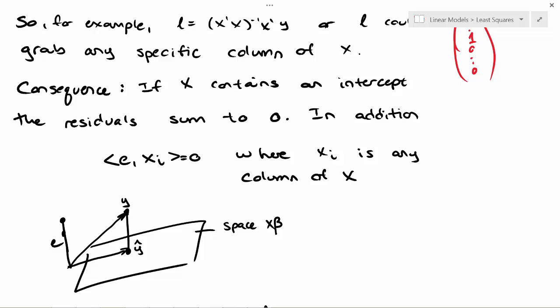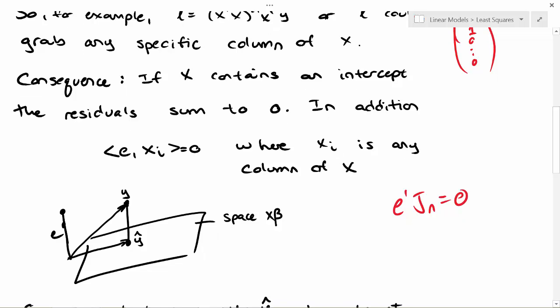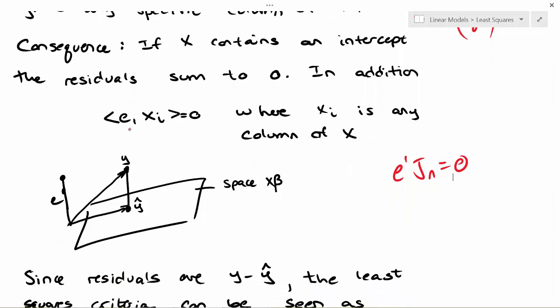A consequence of this is if X contains an intercept, one of its columns is a 1, which means e transpose times J n is 0, which means the residuals sum to 0. And again, of course, the residuals' inner product with any column of X is 0.